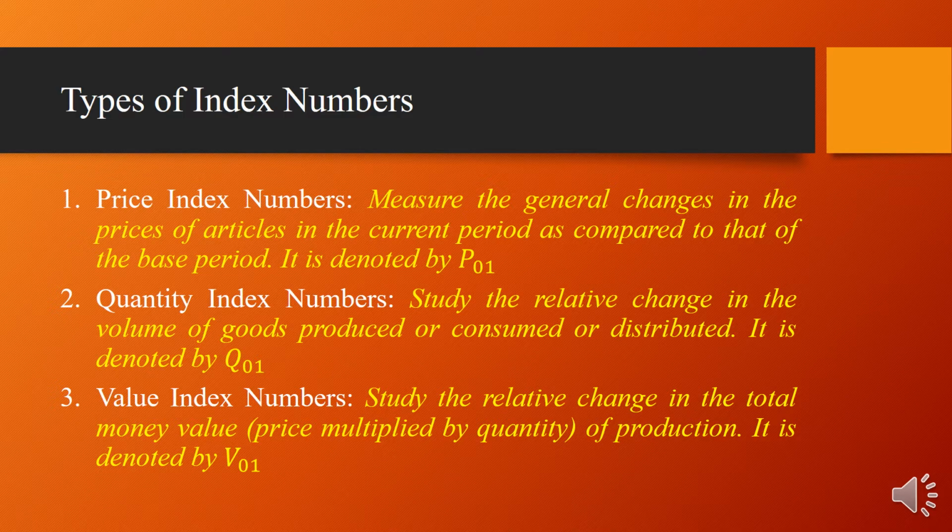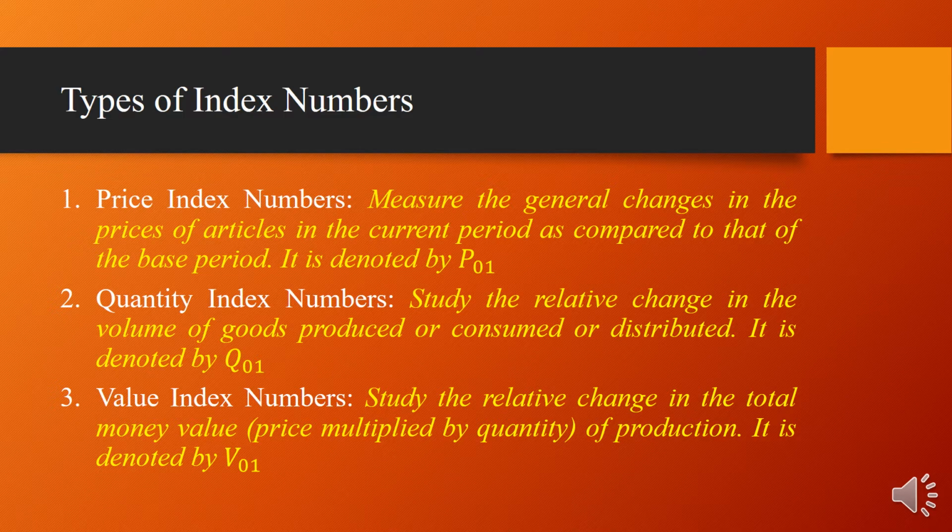So they measure the general changes in the prices of articles in the current period as compared to the base period. For example, if the current period is 2020 and you take the base period as 2010, then the price index will help you to find out the general changes in the price of articles in 2020 as compared to the prices of 2010.